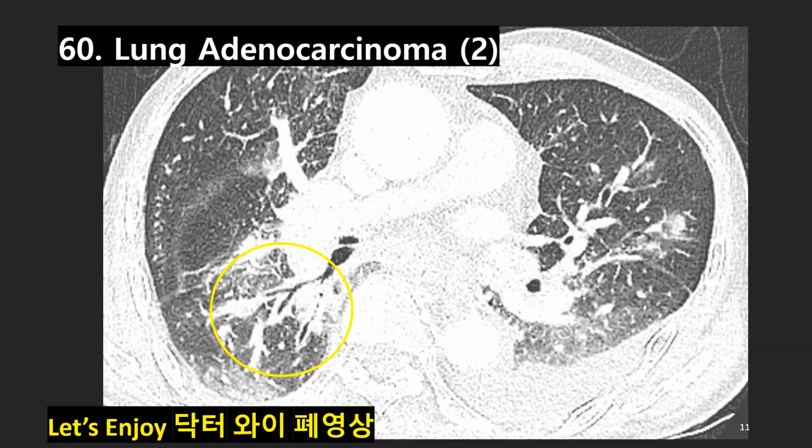This is the lower portion, inferior pulmonary vein level of the previous patient. We see the peribronchovascular thickening on right lower lobe in a yellow circle. We have both side pleural effusion.